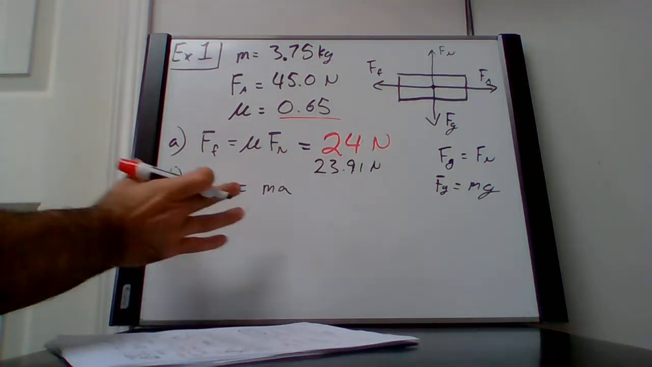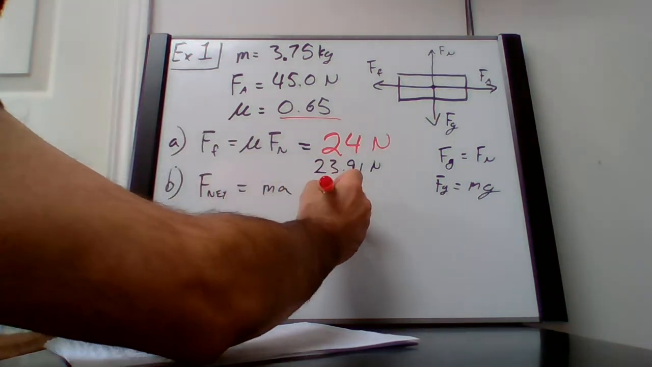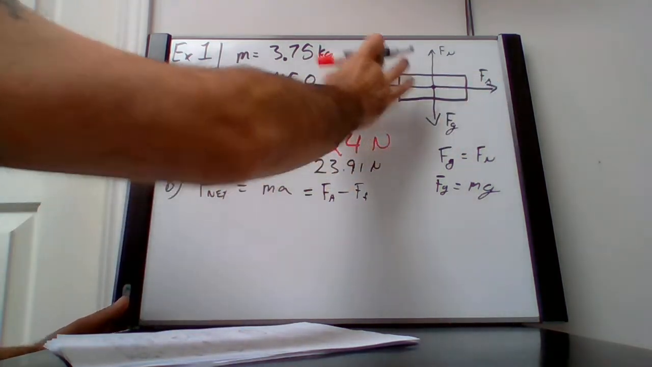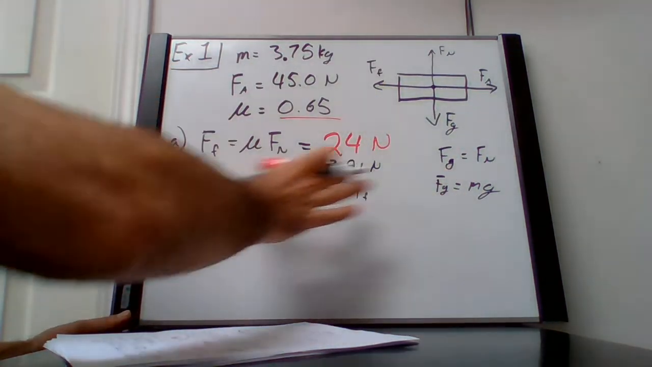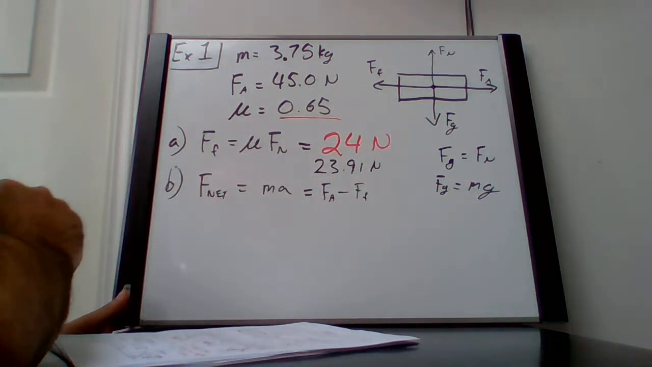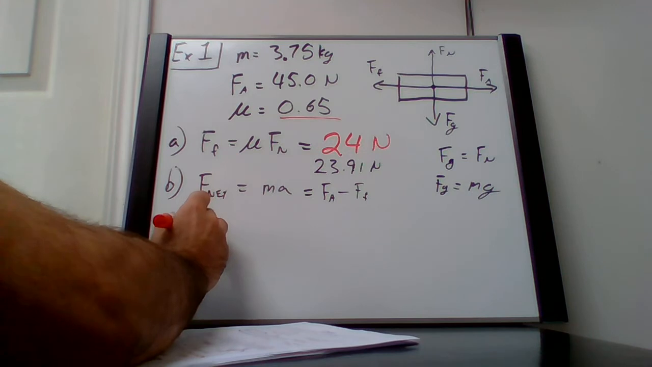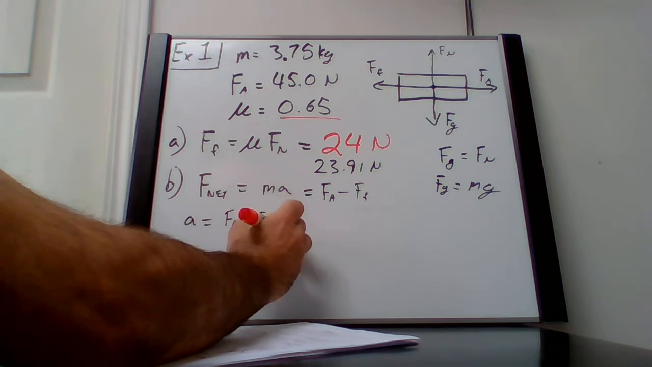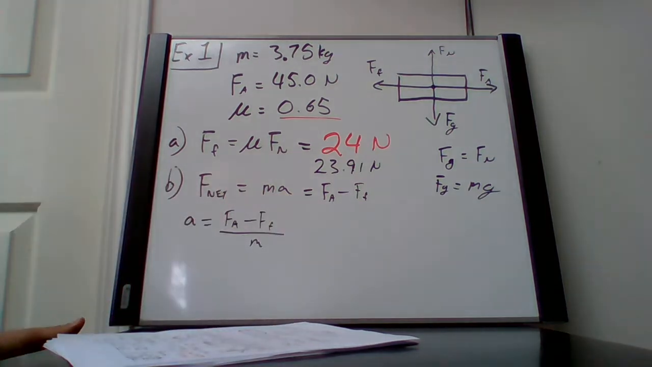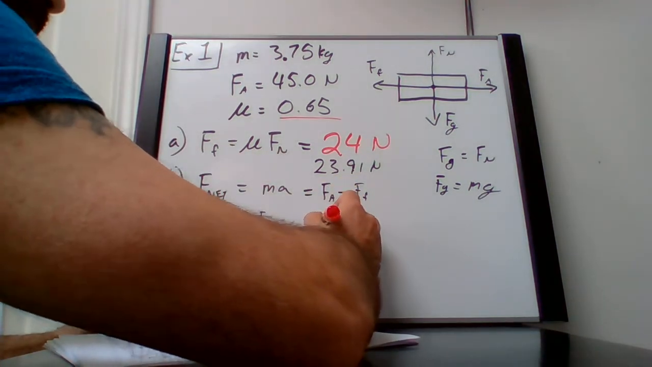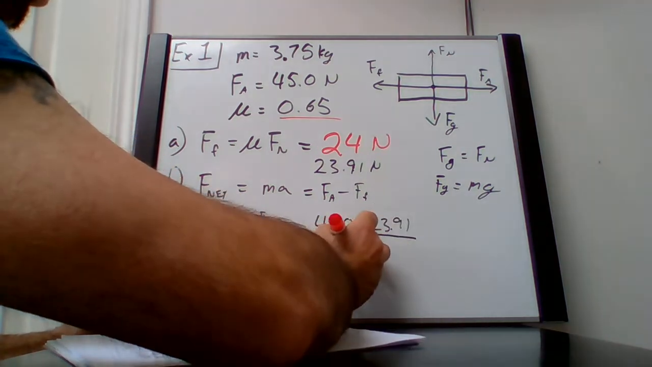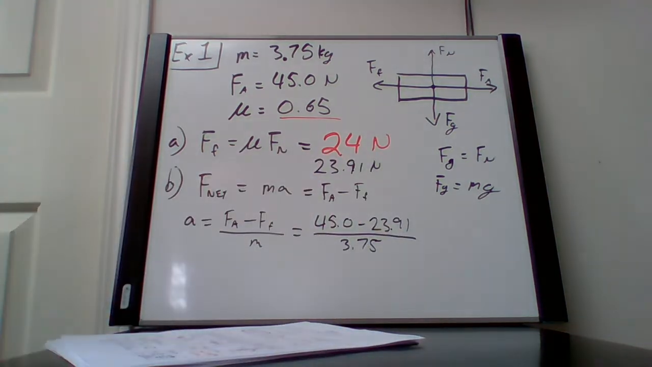Okay, so if F net equals ma, we could say that this is also then F applied minus our force of friction. Our applied force is going to win out over our friction, so our net force is going to be that subtraction here. And since we want to find acceleration, acceleration is then going to be our force applied minus our force of friction divided by our overall mass. Plugging in values, 45.0 minus 23.91 divided by 3.75.